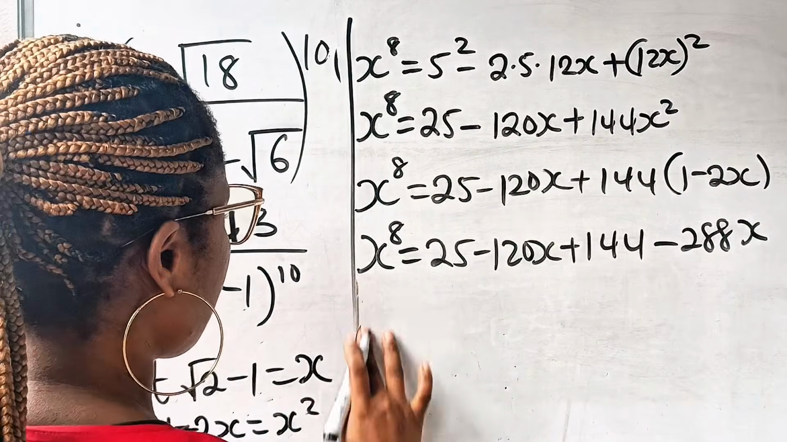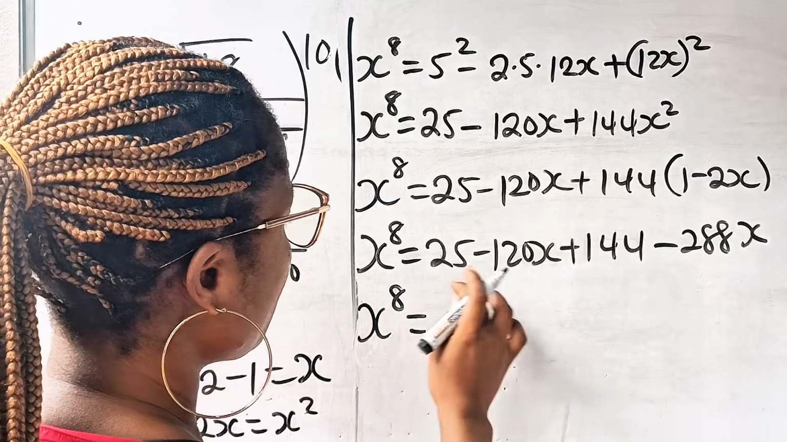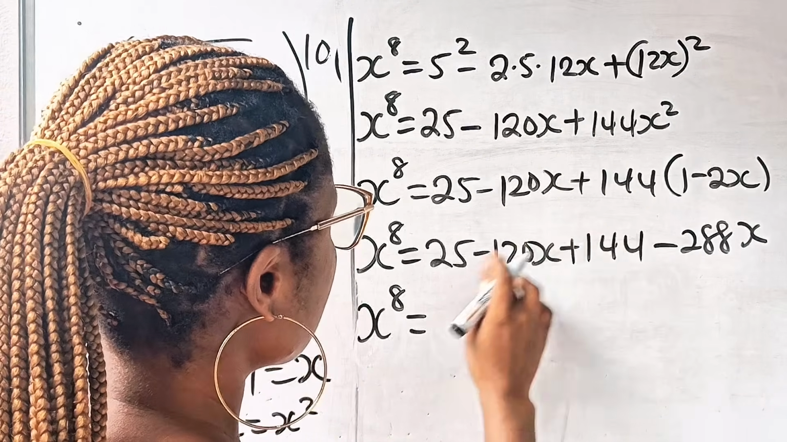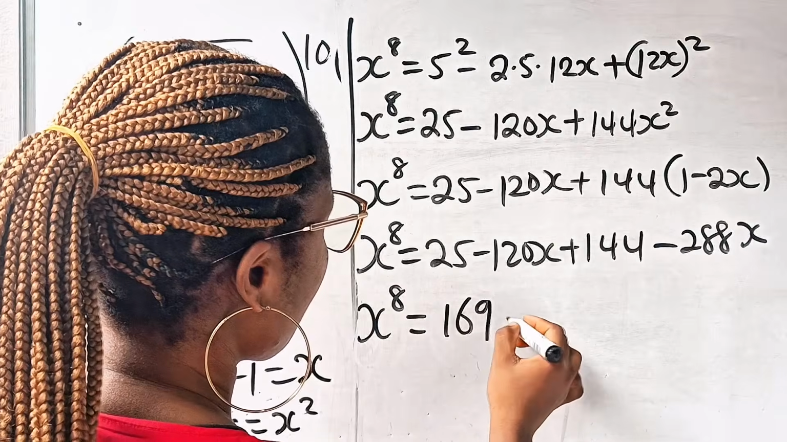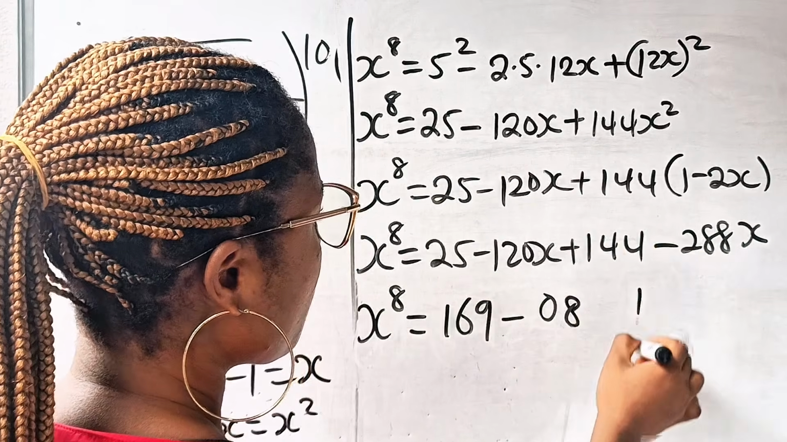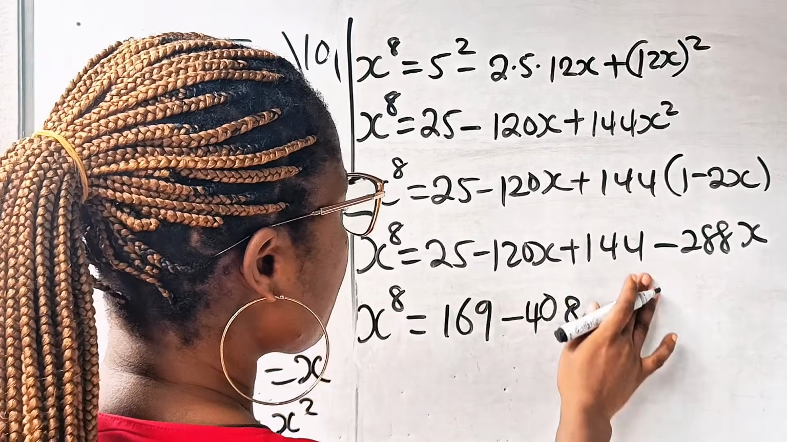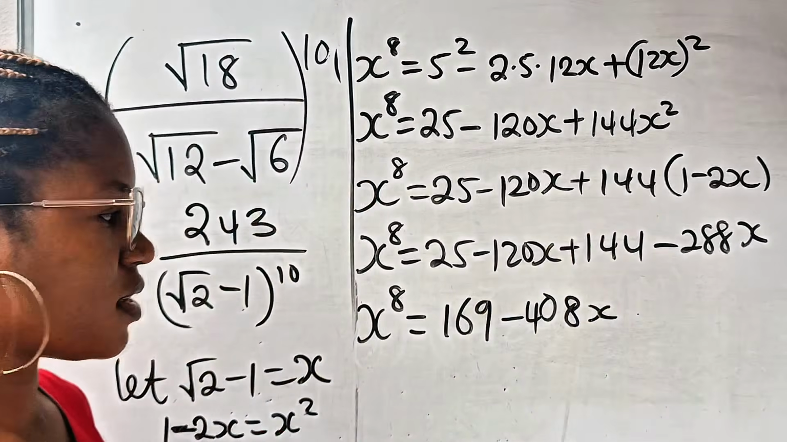Time to join together. We have x to the power of 8 is, then this will give us 169 minus 8 plus 0 is 8, 8 plus 8, 10, carry 1. 2 plus 1 is 3 plus 1, 4. Time to be very careful so that I don't make mistake.